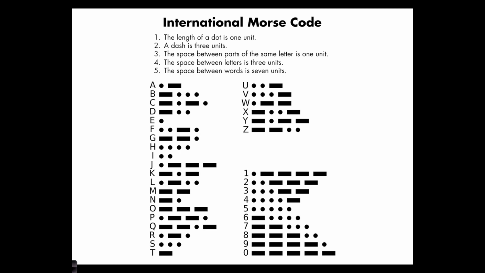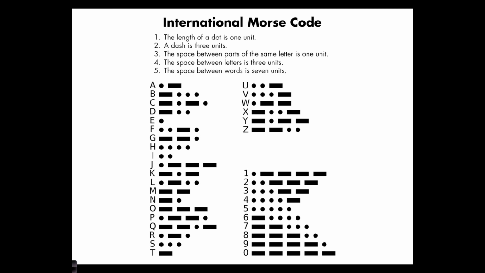Okay, and there's some other interesting parts to this. The space between the parts of the same letter is 1 unit, however you're defining that unit. So if you did A, which is dot dash, you'd have a dot, which is a certain amount of time, that same amount of time between the next part, and then the dash, which is 3. After the letter, the space between letters is 3 units, the same length as a dash, and the space between words is 7 units. So this is quantified this way, and this was the signal.